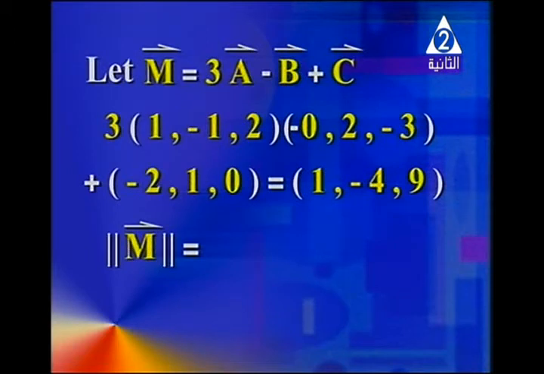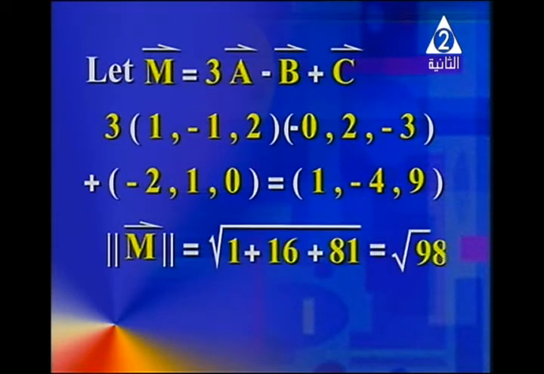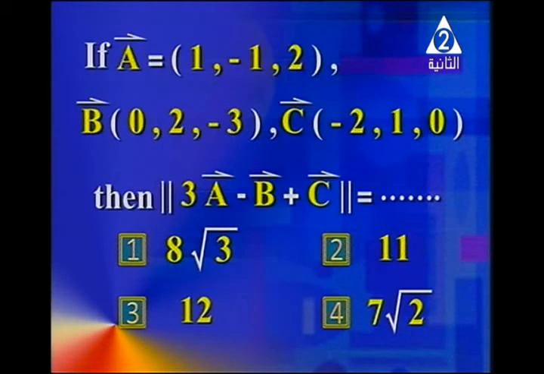What is the norm of M? Square root of 1² + 16 + 81 equals square root of 98 equals what? 7√2. Then we choose the correct answer, 7√2.